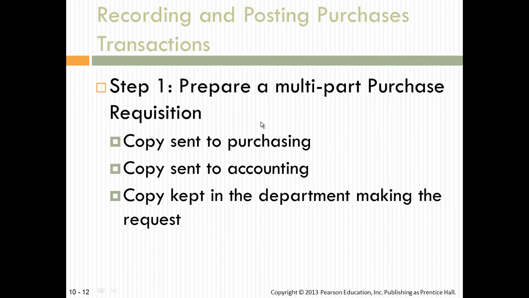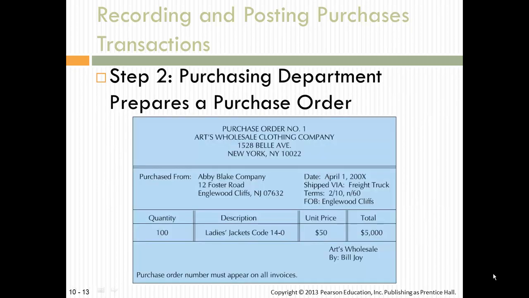Recording and posting purchase transactions. You're going to prepare a multi-part purchase requisition. A copy is sent to purchasing, a copy is sent to accounting, and a copy is kept in the department making the request. Now remember, if this is done on a computer, a lot of this might happen transactionally through a computer program, but it still is the proper way to post purchases. Here's what it would look like in a manual system. Here's a purchase order. It has all the important information about where you're purchasing, the amount, and what you're purchasing.